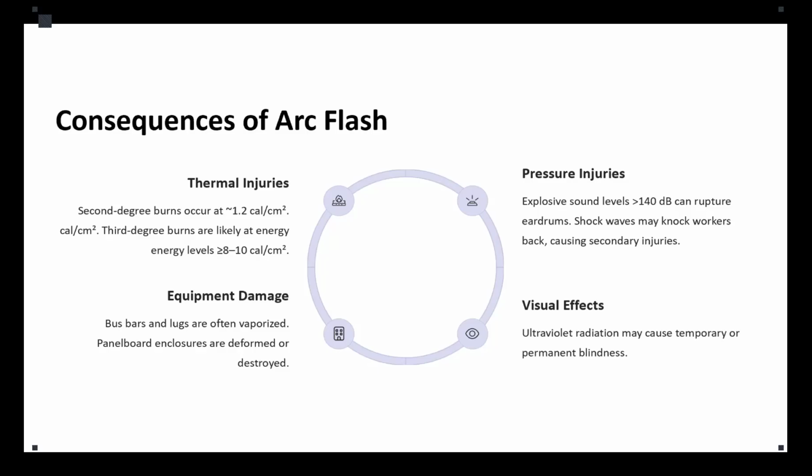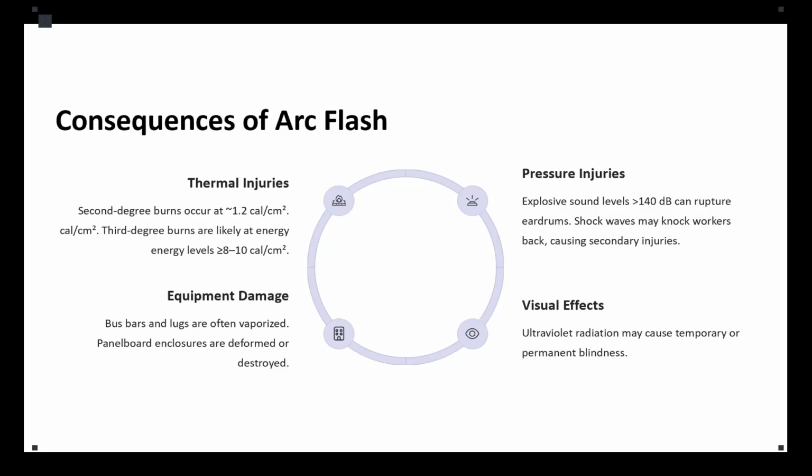So here are some key data points you have to remember. A second-degree burn can happen at just 1.2 calories per square centimeter of incident energy. We are going to see that this is the lowest category of arc flash. At higher incident energy, like 8 to 10 calories per square centimeter, third degree burns are almost certain, and the survival of the worker becomes uncertain if we don't have immediate care.